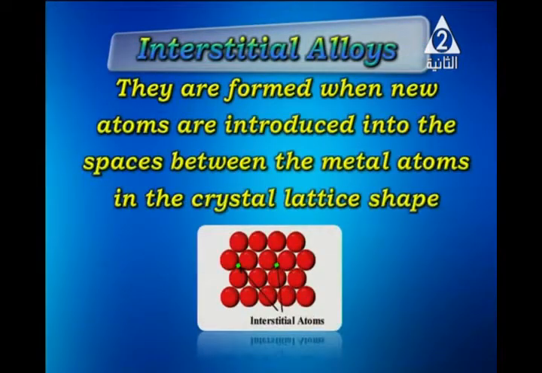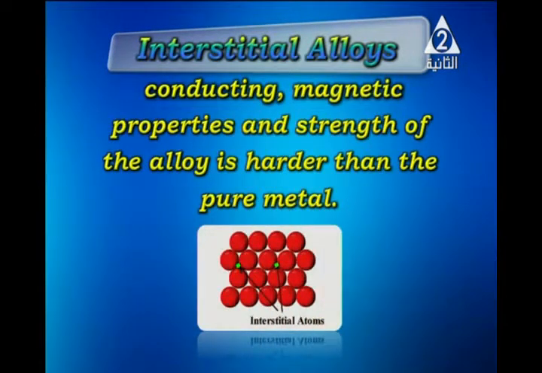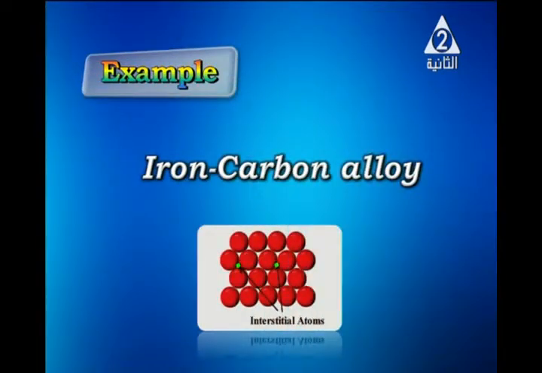Interstitial alloy. The interstitial alloy is formed when new atoms are introduced in the spaces between the metal atoms in the crystal lattice shape, due to their small size, causing a change in the physical properties of the metal: malleability, ductility, melting point, electric conductivity, and magnetic property, and the strength of the alloy becomes harder than pure metal. For example, iron carbon alloy that we call steel.